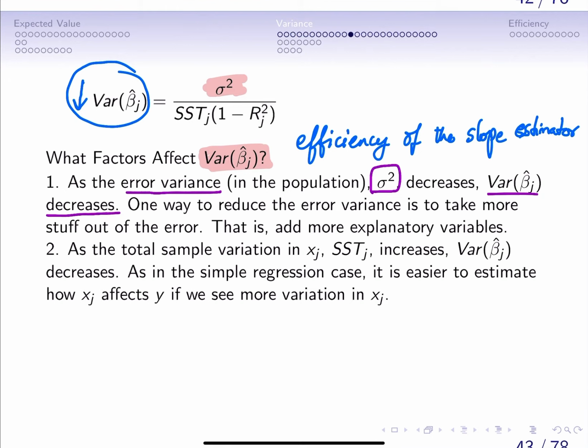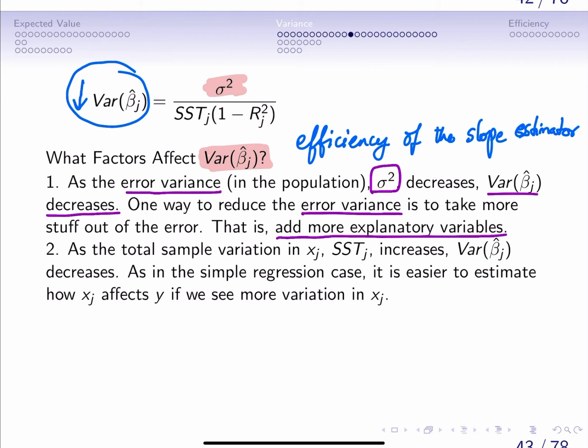And one way to reduce the error variance is to take more stuff out of the error. So basically think about adding more relevant explanatory variables into your regression. Okay, so adding more x's, relevant independent variables, would help this.